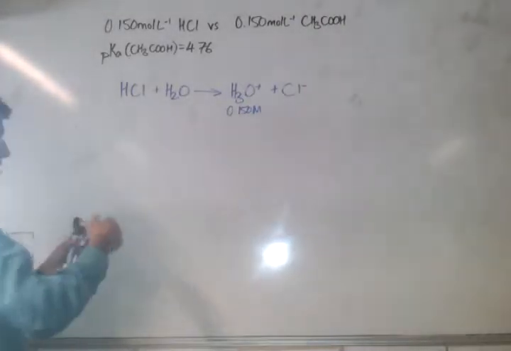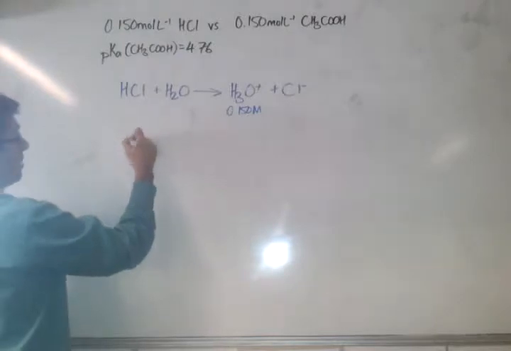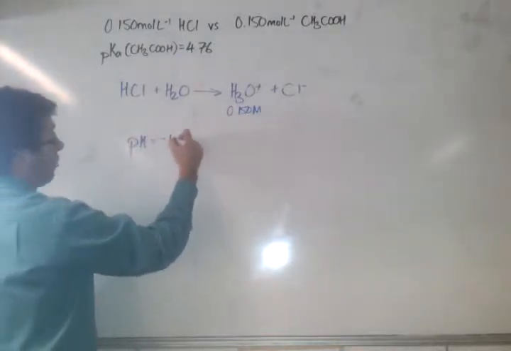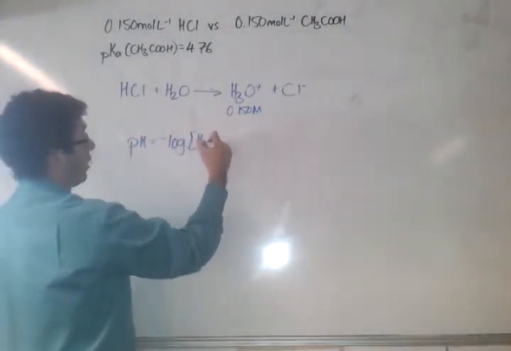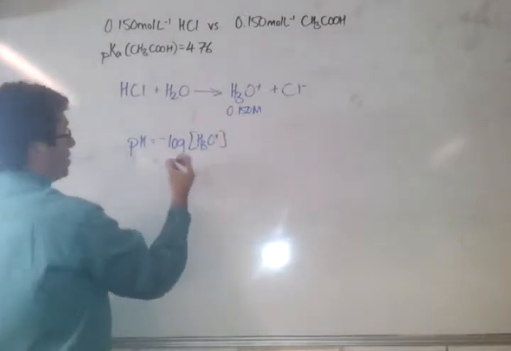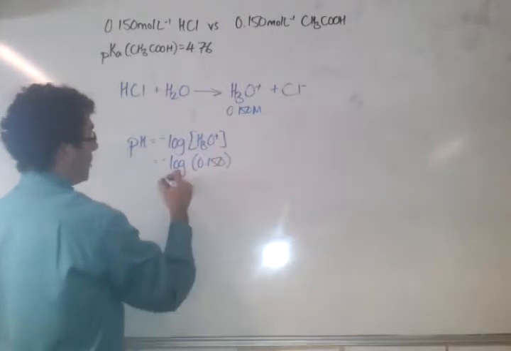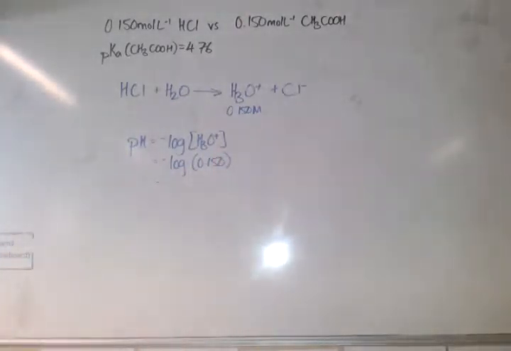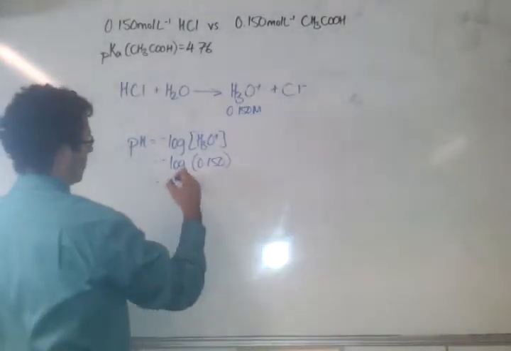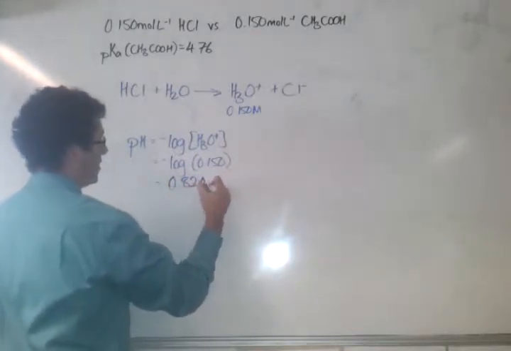So to calculate this, all I'm going to do is use my pH equation. pH is equal to the negative log base 10 of the hydronium ion concentration. And so that is going to be negative log of 0.150. And so I'll quickly do that now. And we get 0.824. So that's our pH there.